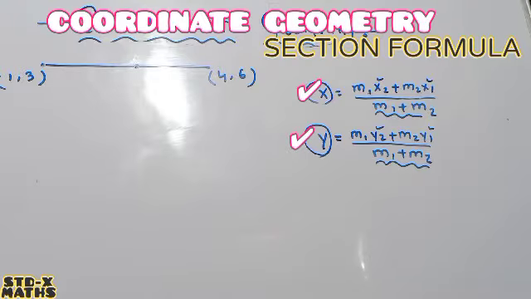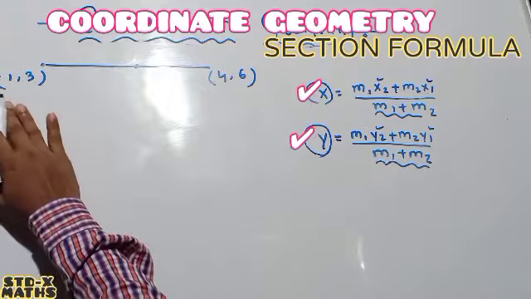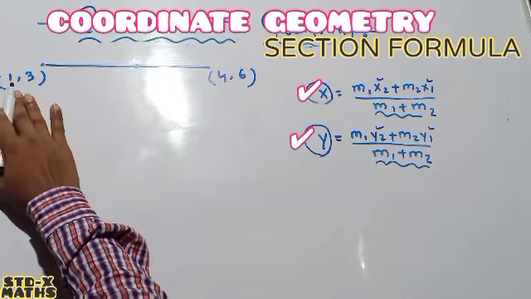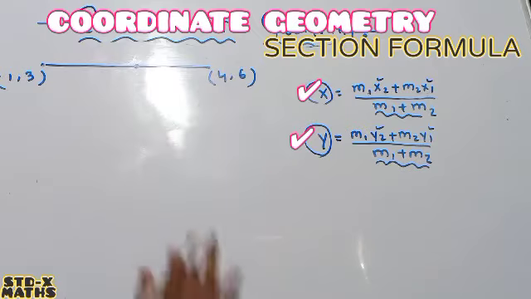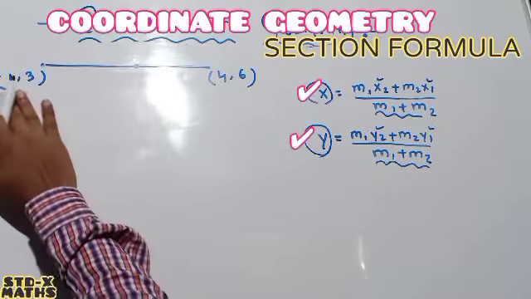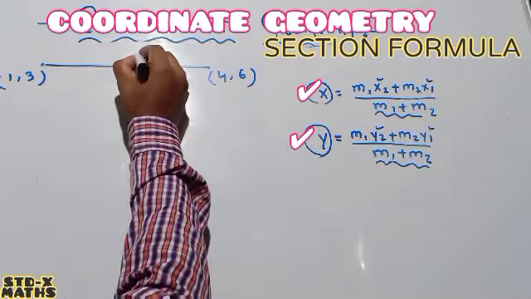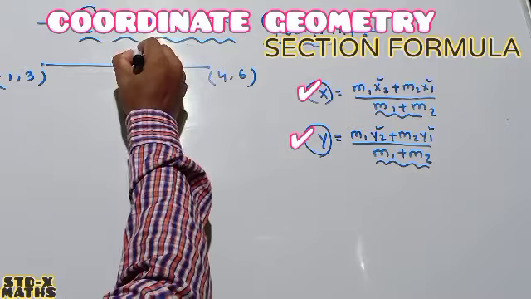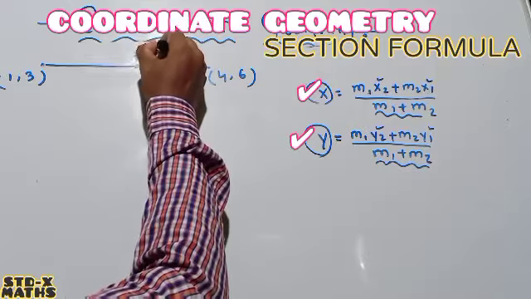See, in this question, one of the points given is (1, 3), and another is (4, 6). So the line segment is formed by joining the two points (1, 3) and (4, 6), and you have to find the coordinates of the point P, suppose. Coordinates means you have to find x and y.